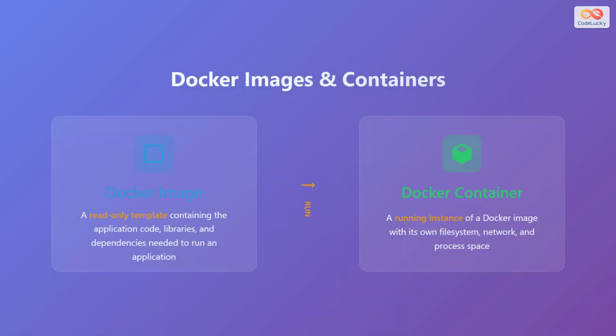Let's understand Docker images and Docker containers. A Docker image is a read-only template containing the application code, libraries, and dependencies needed to run an application. When this image is run, it becomes a Docker container. A Docker container is a running instance of a Docker image with its own file system, network, and process space.